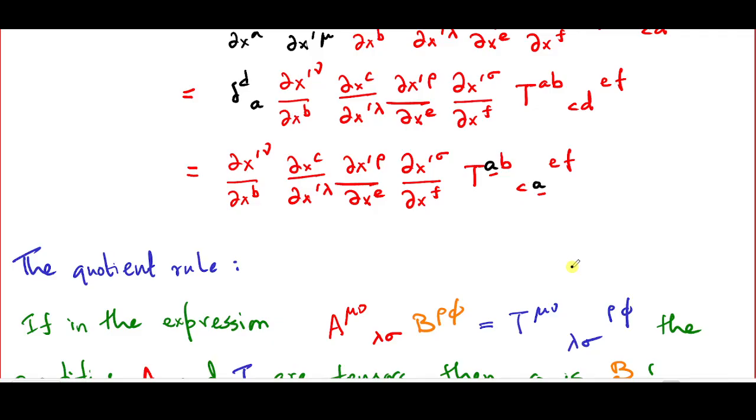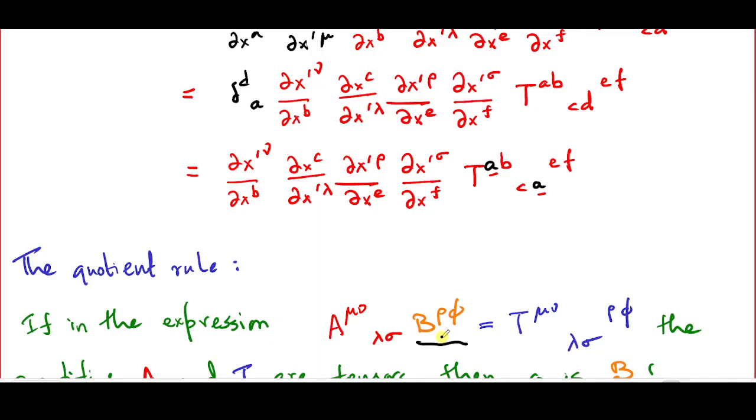Now, given an expression like this, where of course all the indices are in their rightful places, we would be forced to conclude, and this is what the quotient rule tells us, that this unknown bunch of numbers B rho phi actually form components of a (2,0) tensor. Of course, the fact that we have used a (2,2) tensor and a (4,2) tensor already here, these are just special cases for the sake of illustration.